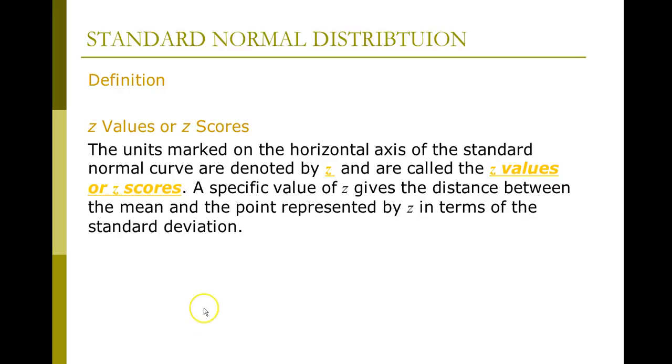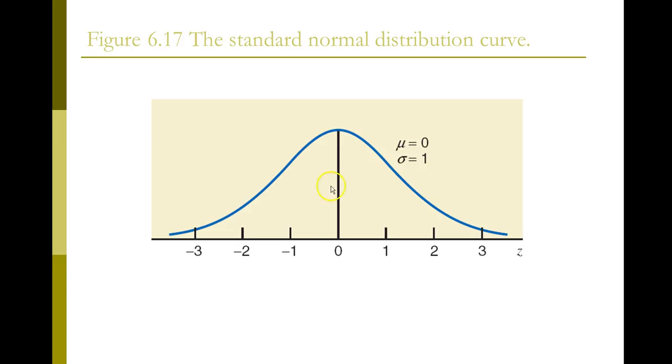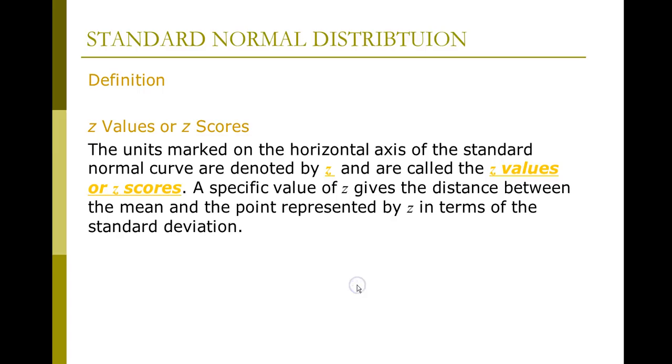Okay, let's talk about this, the z-score, or the z-value. And that's the units marked on the horizontal axis of the standard normal curve. So in other words, these numbers here are called the z-scores, or the z-values. So the z-value of 1, the z-value of 2, the z-value of 3. So it's what you would see on the standard normal curve. And this, okay, so let's go on.